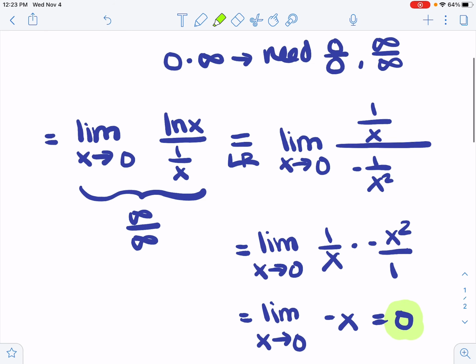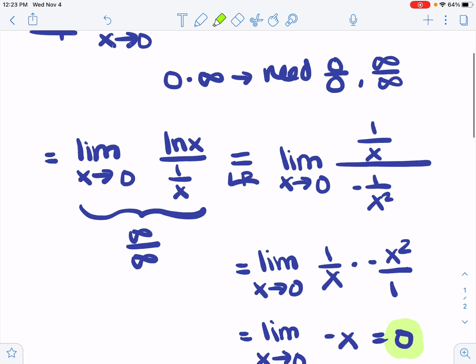So that's great. That's a common trick: to take one of the factors in a 0 times infinity and rewrite it so that we can have a 0 over 0 or an infinity over infinity.